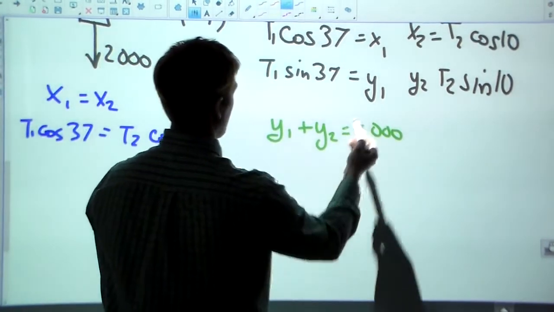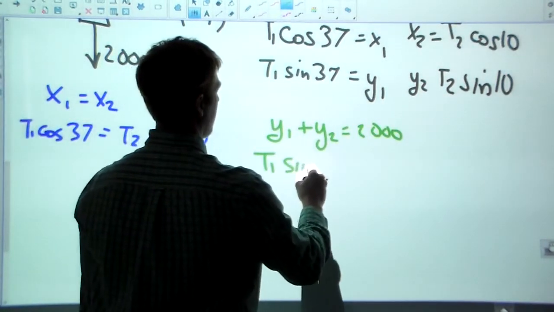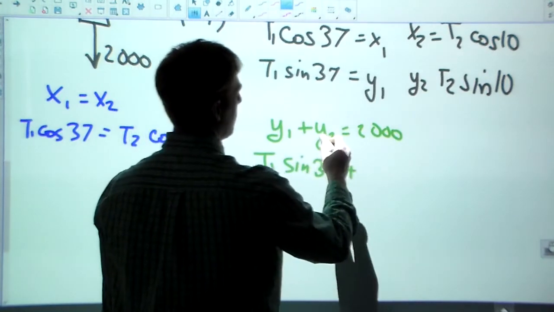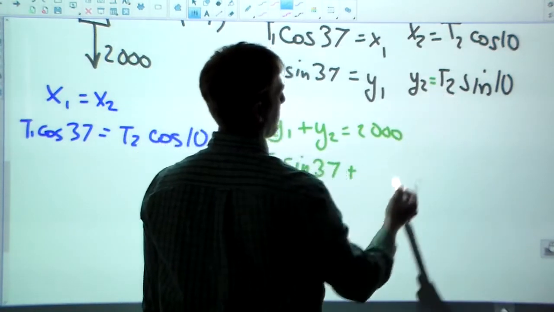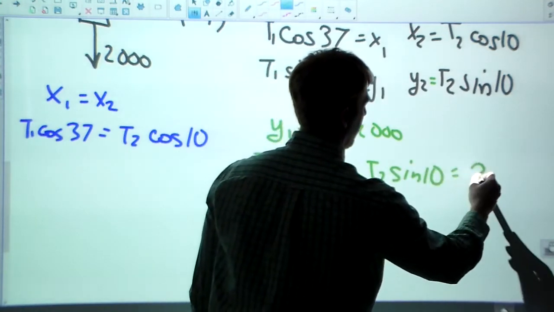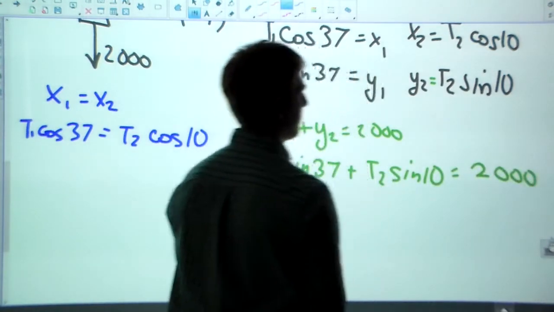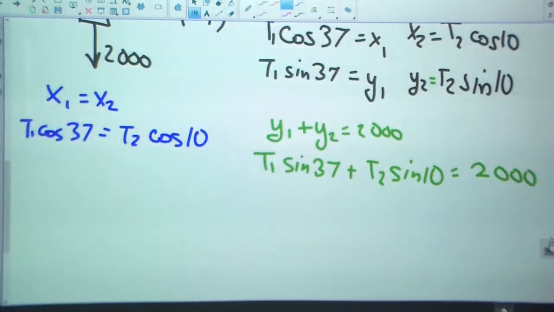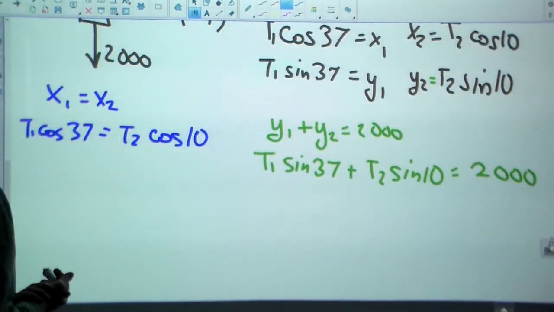And again, I'm going to substitute. Y1 is T1 sine 37. Y2 is, I forgot the equals there, T2 sine 10. And that equals 2,000. I'm not going to worry so much about units right now. I will at the end.